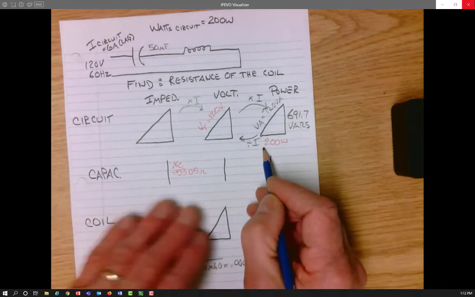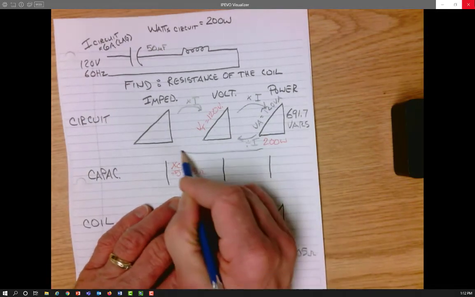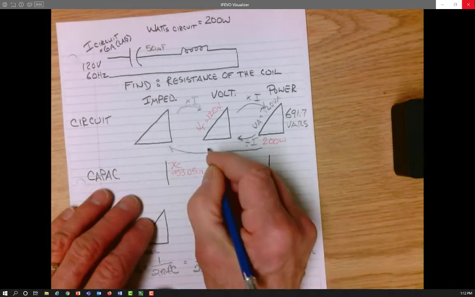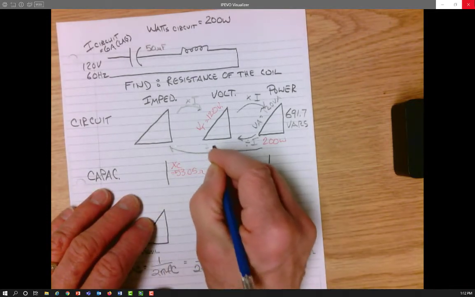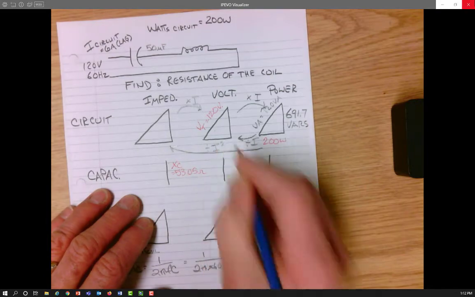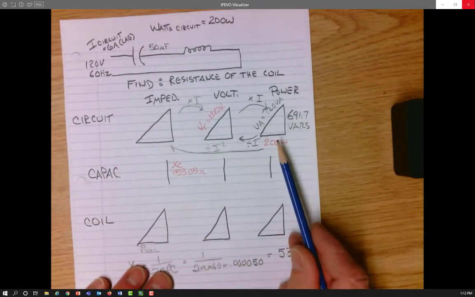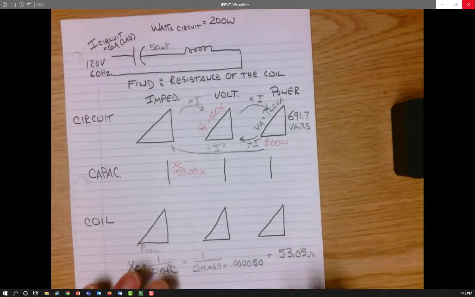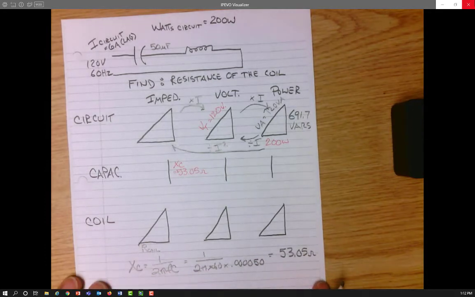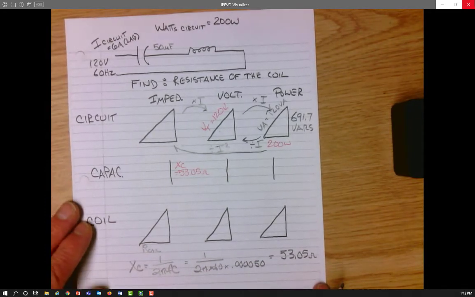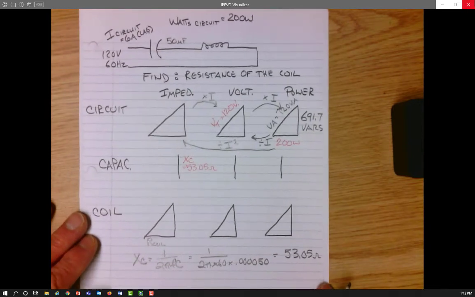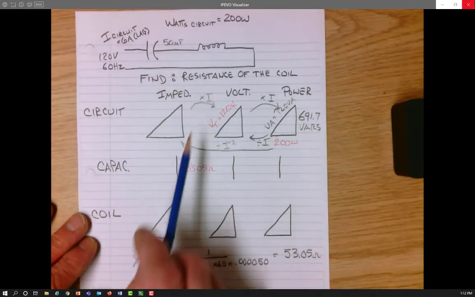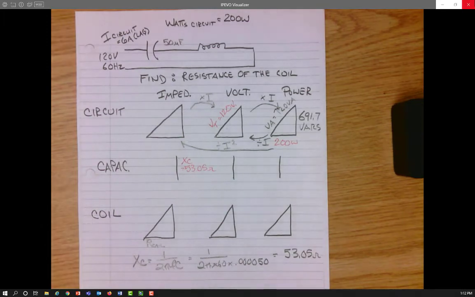Or if I want to go right from the power triangle right to the impedance triangle, I just divide by the current squared. To go right from the power triangle right back to the impedance triangle, I can just divide by current squared. So now I can find some of the values for the circuit impedance triangle, which I'd like to know.